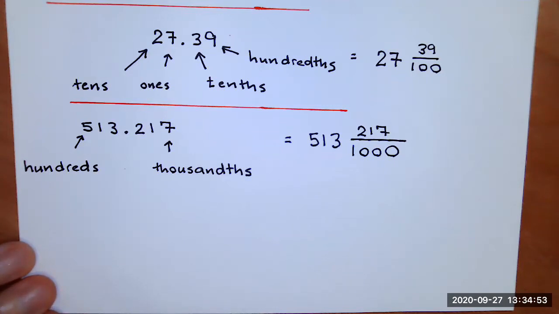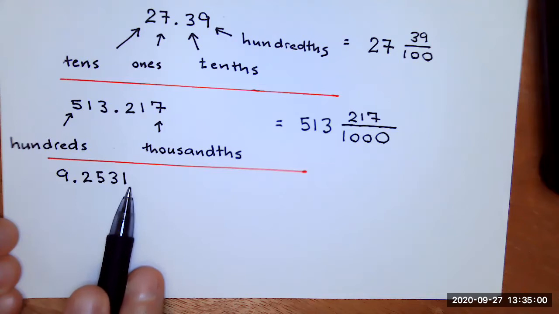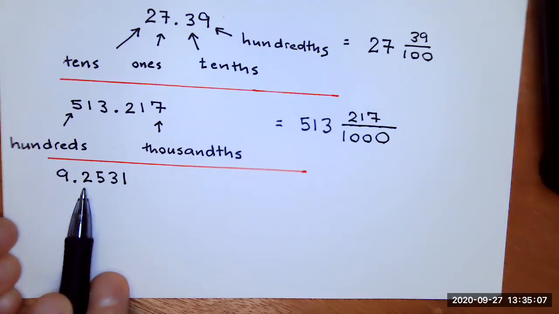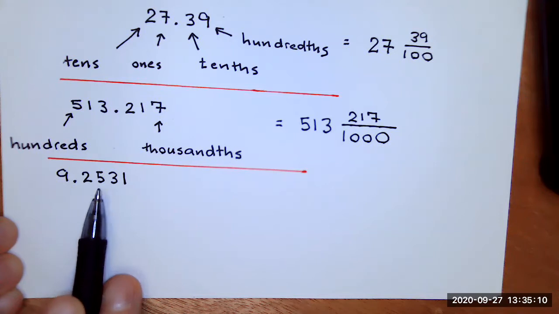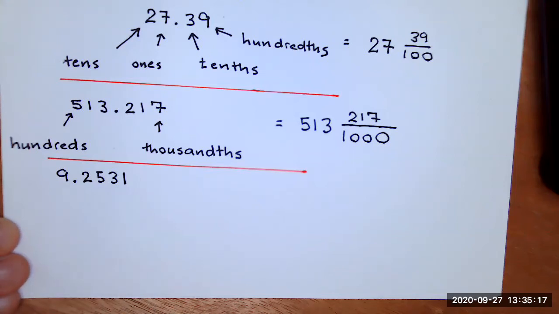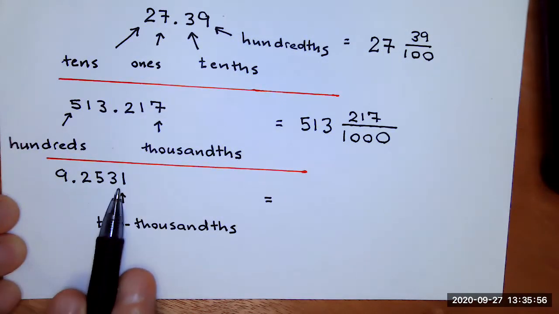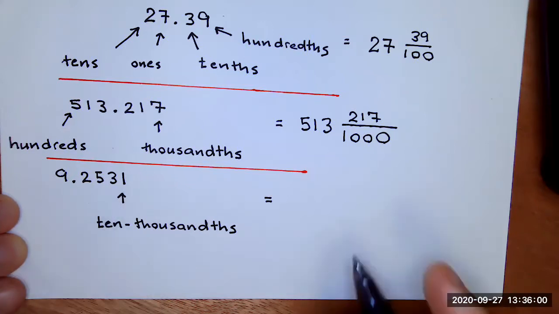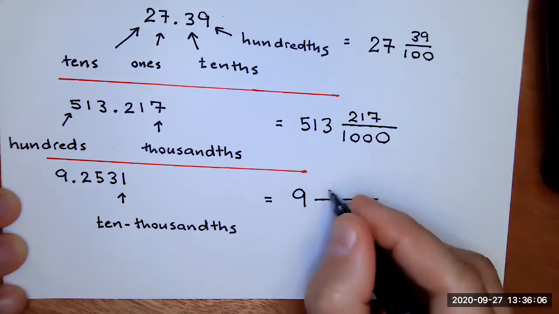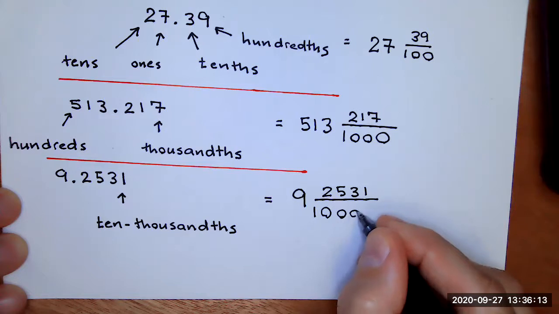Let's look at another. So this is 9.2531. So the 9 is the whole number. 2 is in the tenths place, hundredths, thousandths, and 10,000ths place. I'll write that down for you. So this decimal fraction is a shorthand way of writing this mixed fraction, 9 and 2531 over 10,000.